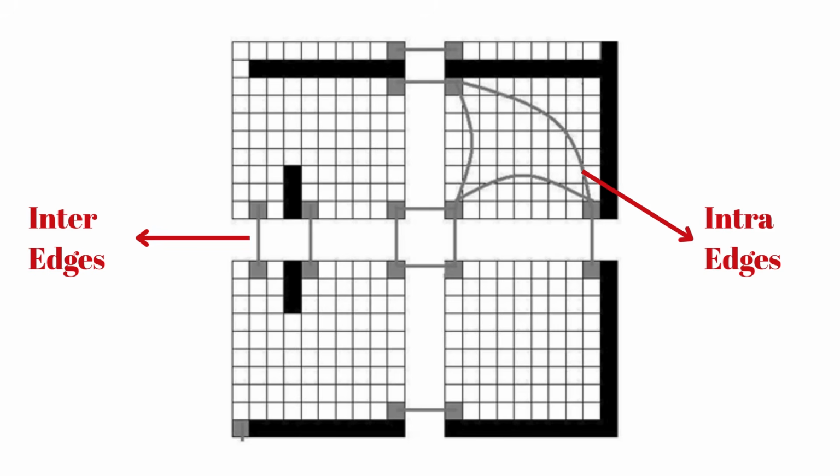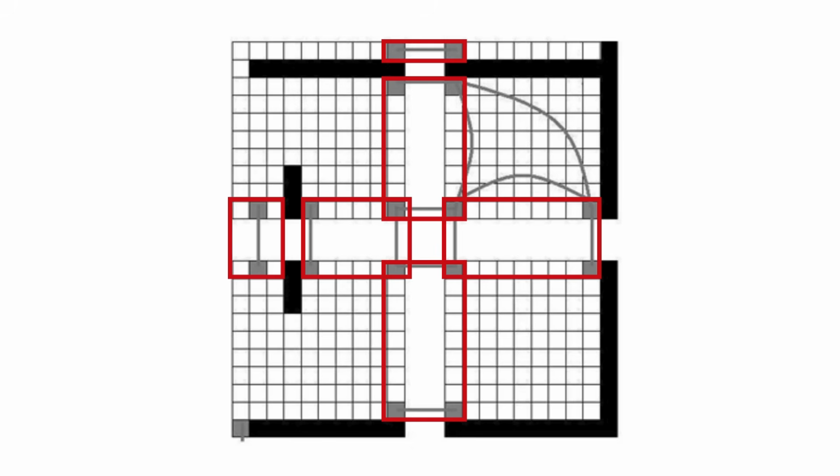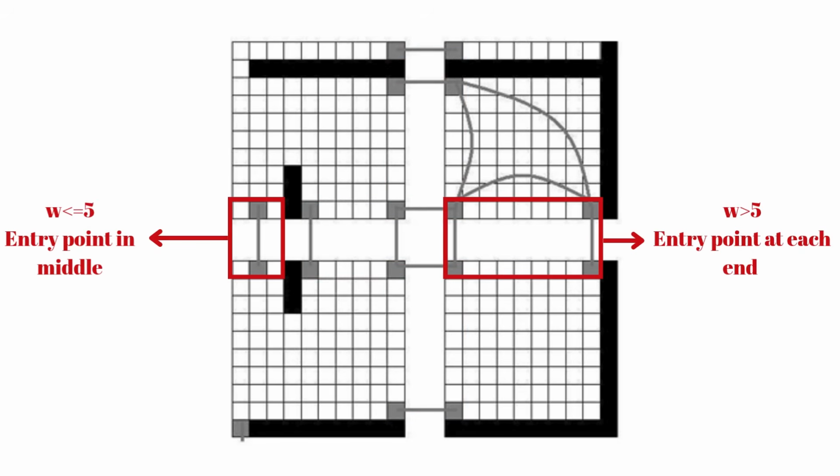To define them, you first choose a grid size, let's say 10 by 10, meaning each cluster covers a 10 by 10 section of the whole grid. Then, when comparing two adjacent clusters, you identify entrances, which are obstacle-free segments between them. If an entrance's width is greater than half the cluster size, in our case 5, two transition points are created, one at each end of the entrance. If the width is smaller or equal, a single transition is placed at the midpoint. These transitions define the inter-edges between clusters.